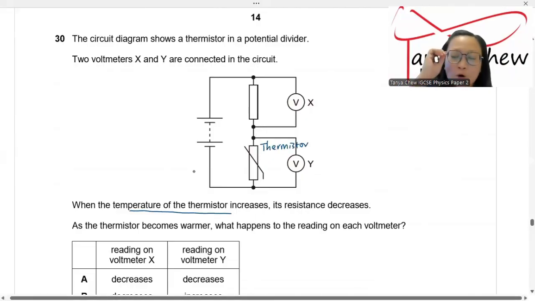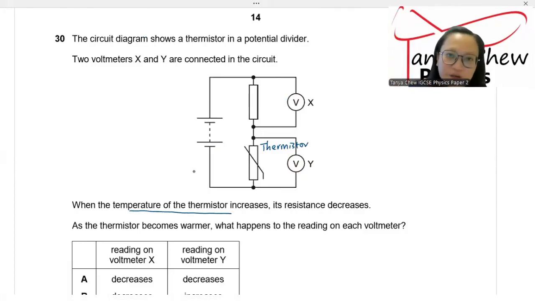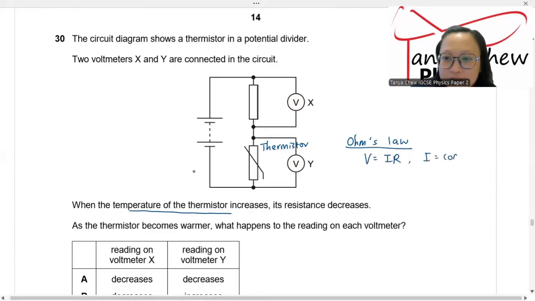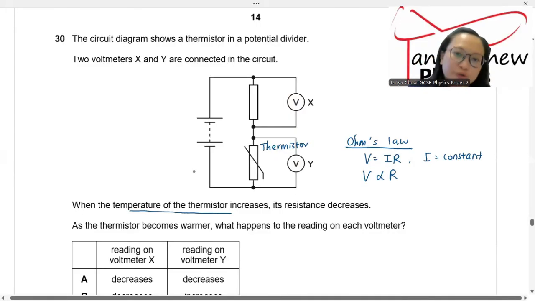So I use the potential divider circuit because the current passing through the resistor and the thermistor is the same current. That is why I use Ohm's law and I only compare potential difference and the resistance. Right, so Ohm's law, V is equal to IR. I is constant because it is the same current that flows through both thermistor and resistor. So V is directly proportional to R.